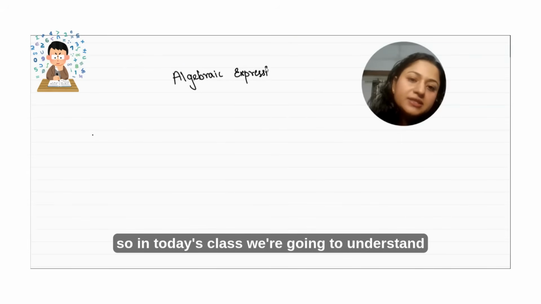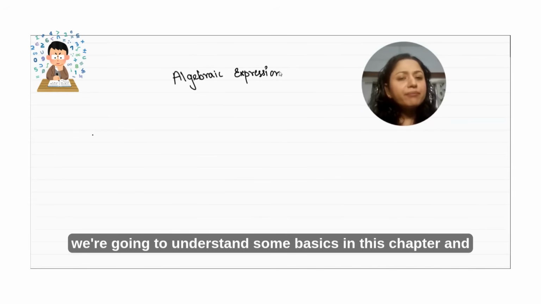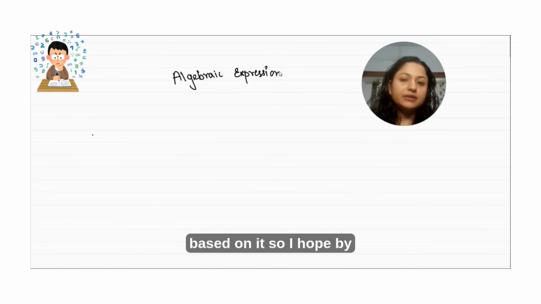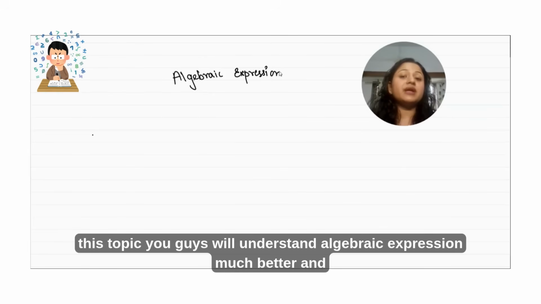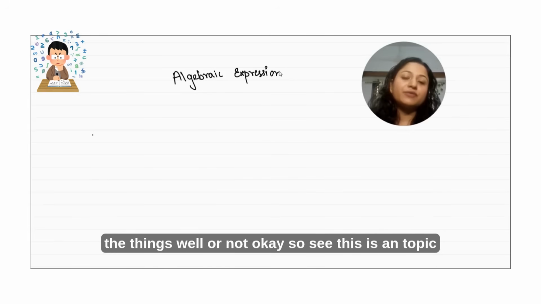So in today's class we're going to understand the conceptual part of this chapter, the logical things, and some basics in this chapter, and also we'll do some of the numericals based on it. So I hope by this topic you guys will understand algebraic expression much better. And please do comment and let me know whether you understand the things well or not.